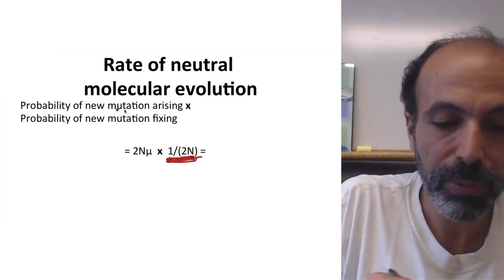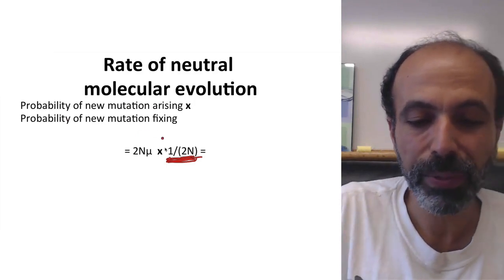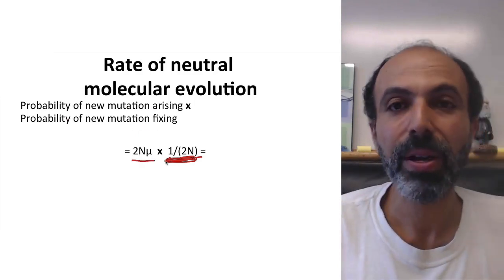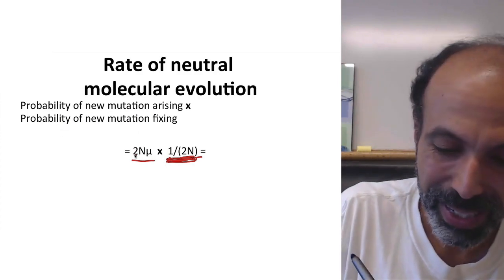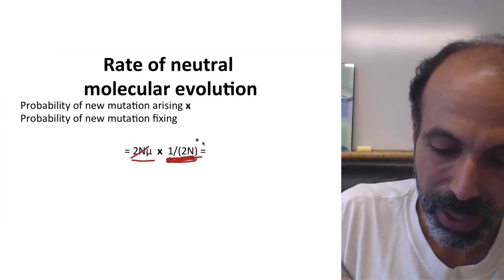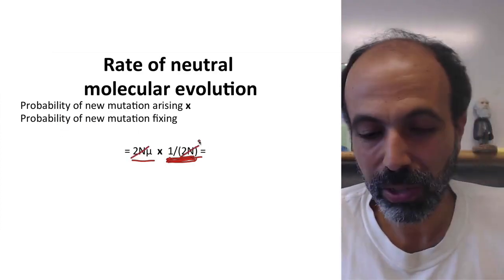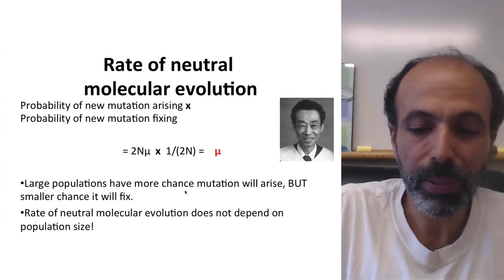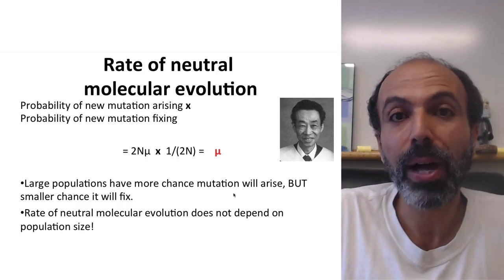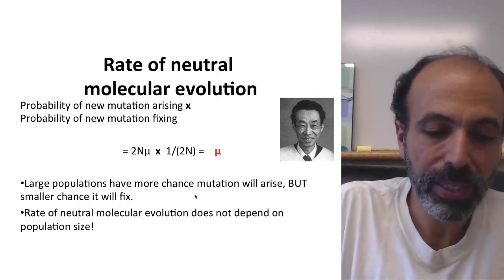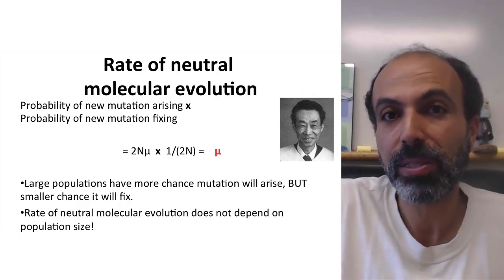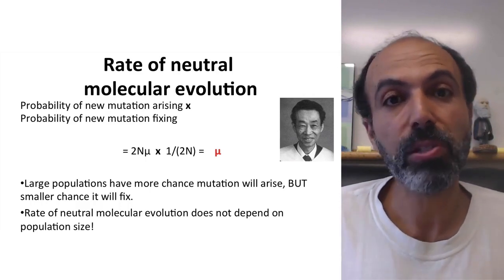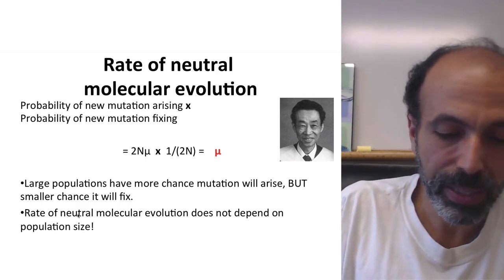So what we're saying is the probability of new mutation arising times the probability of new mutation fixing. We put these things together, and we have a mathematical convenience. 2n mu times 1 over 2n, we can cancel these out. It's equal to mu. So this is really cool because large populations have more chance the mutation will arise, but a smaller chance that it'll actually fix by genetic drift because the allele frequency at the start is so much lower.